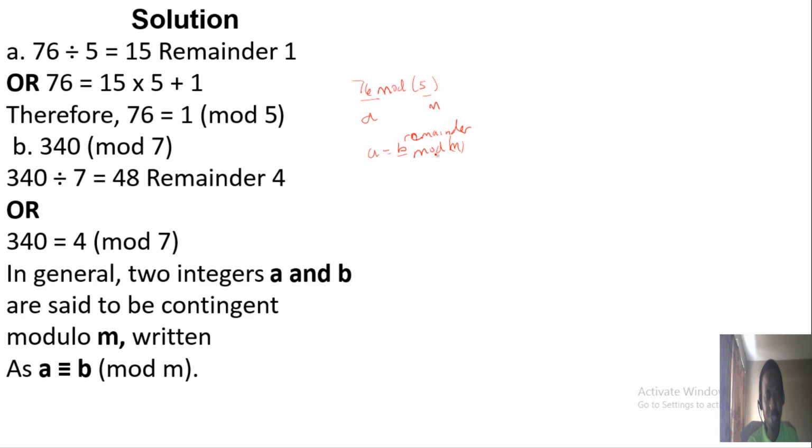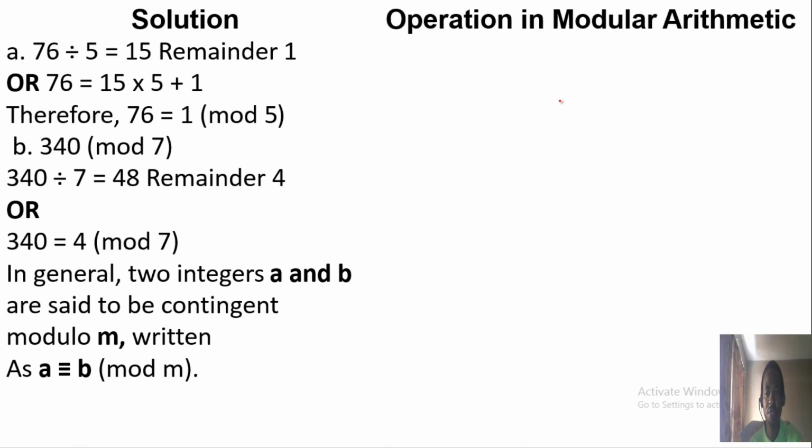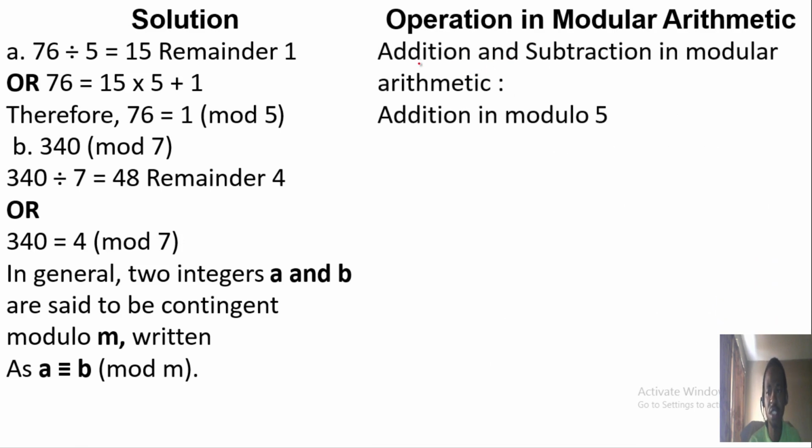Then you are going to see what we are trying to use this particular thing for, by the time we move on with modular arithmetic. Therefore, operations in modular arithmetic: we have addition, and we have subtraction in modular. Therefore, we're talking about arithmetic now. We are picking addition in mod 5.